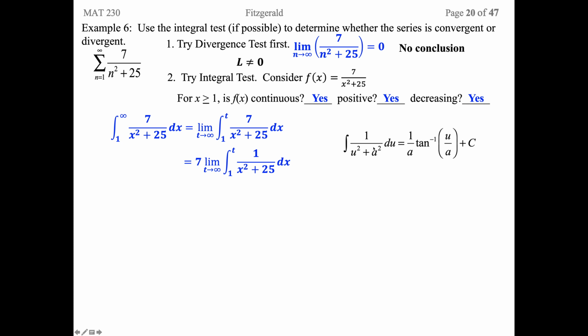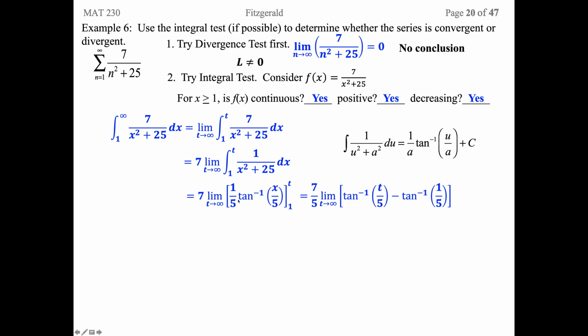inverse tangent here. So 1 over u squared plus a squared du equals 1 over a times the inverse tangent of u over a. So x is my u, 5 is my a, so let's substitute it in. So 7 times the limit as t goes to infinity of 1/5 times the inverse tangent of x over 5. We'll evaluate it from t down to 1. So plug in the t, plug in the 1.